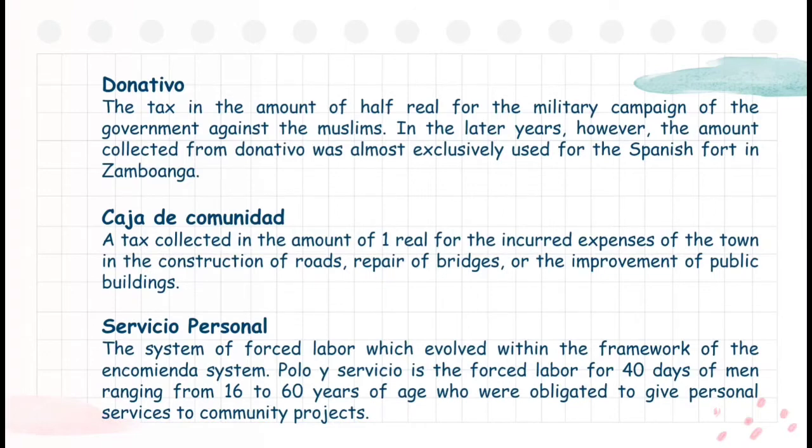And lastly, we have Servicio Personal. It is also called Polo y Servicio. This is a system of forced labor which evolved within the framework of the encomienda system in the South American colonies by the conquistadores and Catholic priests who accompanied them. It was present in almost all of the Spanish colonial governments around the world. Polo y Servicio is the forced labor for only 40 days of men ranging from 16 to 60 years of age who were obligated to give personal services to community projects.